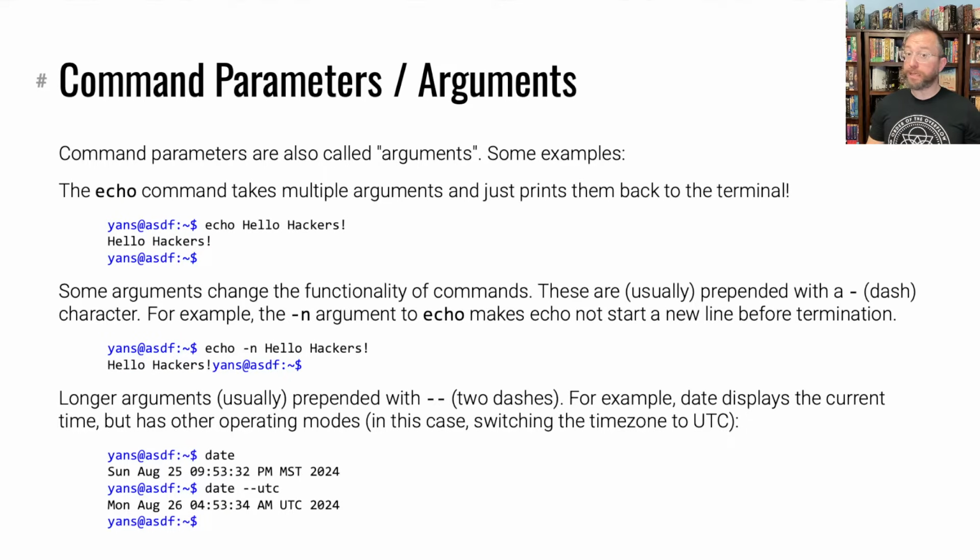Some arguments to commands make the command act differently. For example, with echo, you saw I did echo hello hackers, and it output hello hackers on its own line, and then on the next line, the next prompt. If I pass the -n argument to echo, it won't end the line, and the prompt just continues on the same line. That's annoying in this case. In other cases, more advanced usages that you will encounter throughout your journey in pwn.college, that's useful. Awesome.